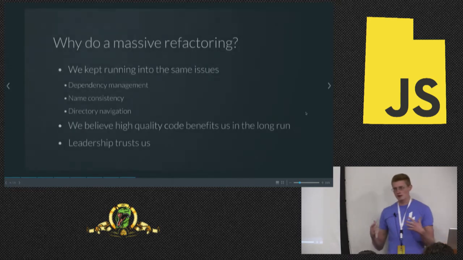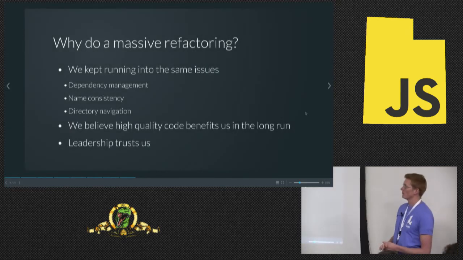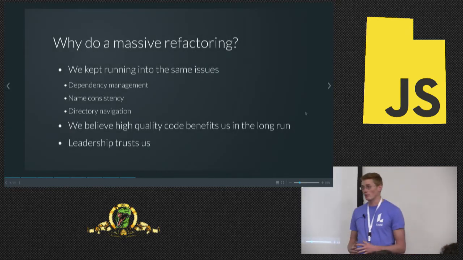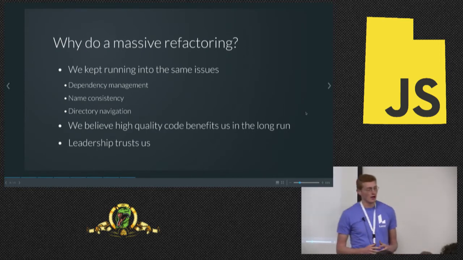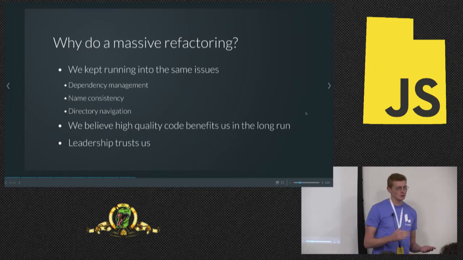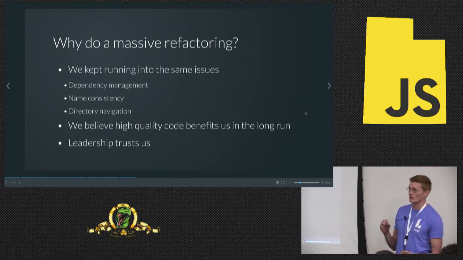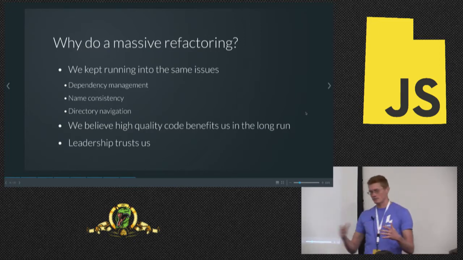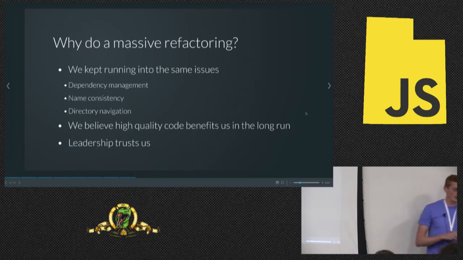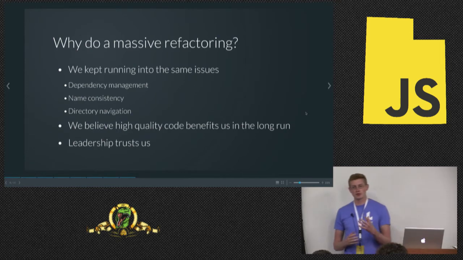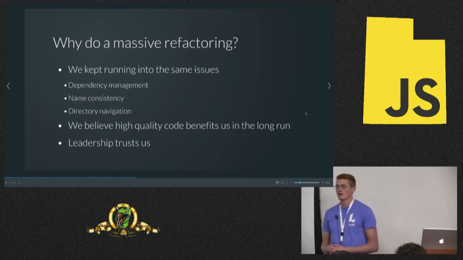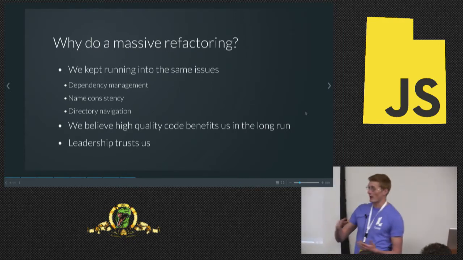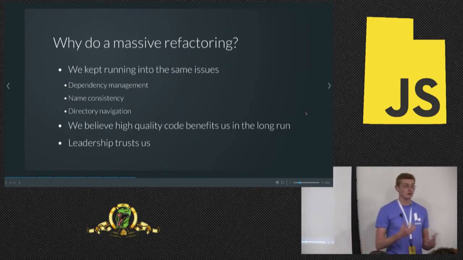So first of all, why did we do this massive refactoring? Essentially, we kept running into the same problems. You can see a couple examples up there. One was dependency management between objects. Another was naming consistency, meaning file names, method names, object names, attribute names, variable names, any kind of name. And then the other was directory navigation, being able to look in our directory, which is massive, and find files that were related to other files and be able to navigate through there and be able to reason about our code structure.